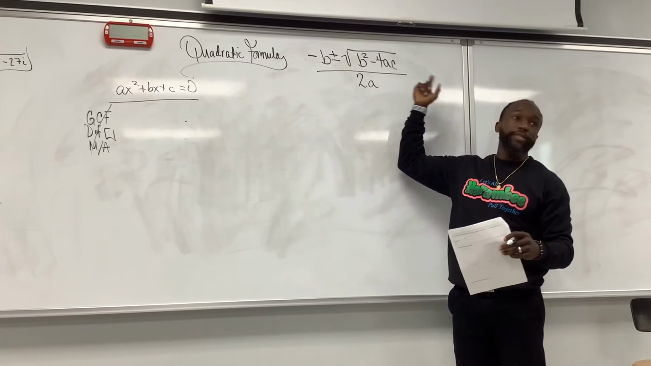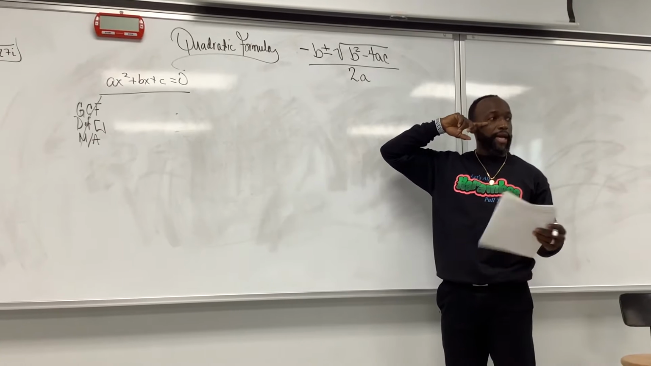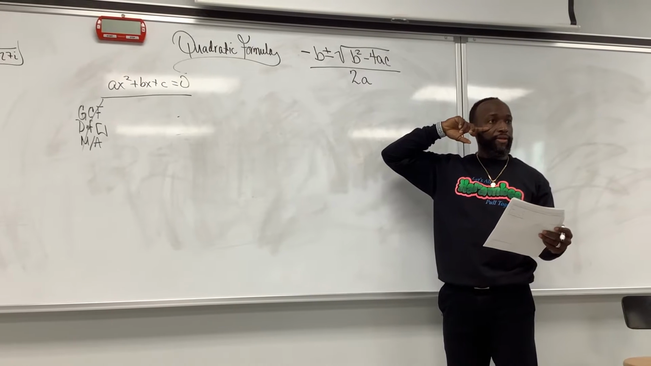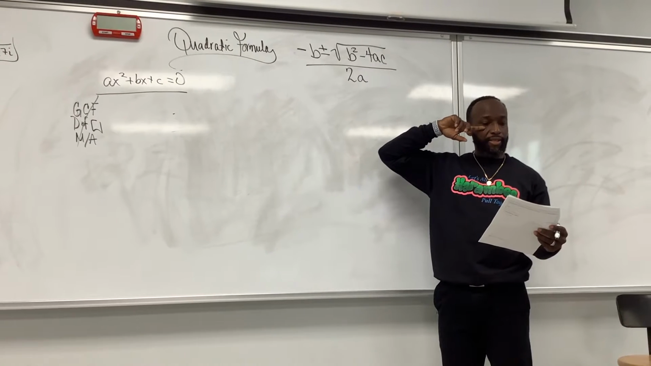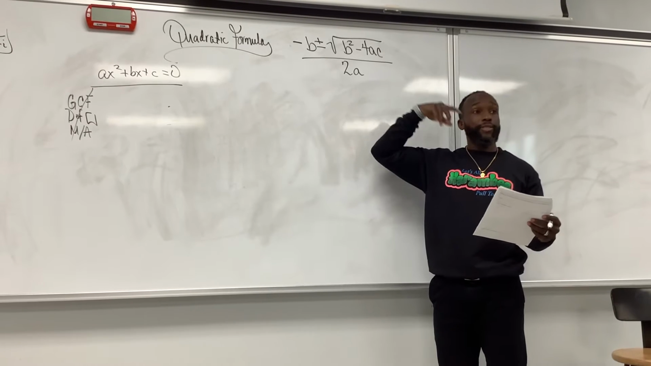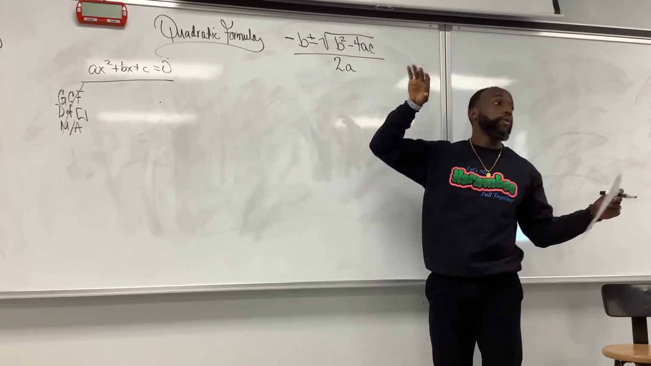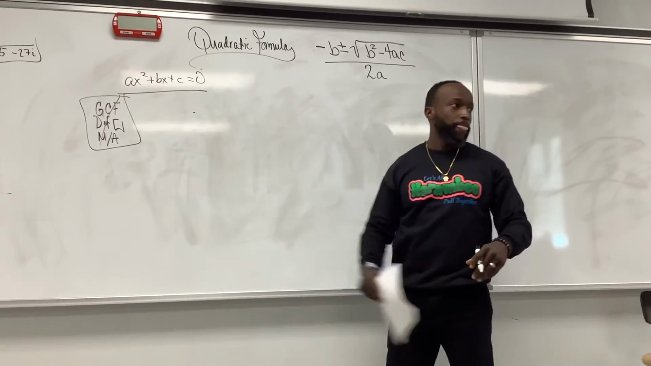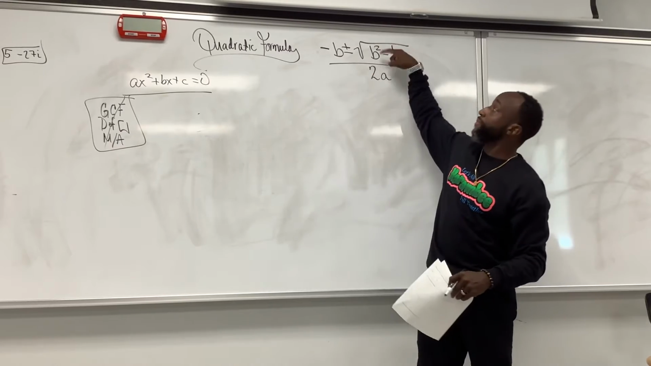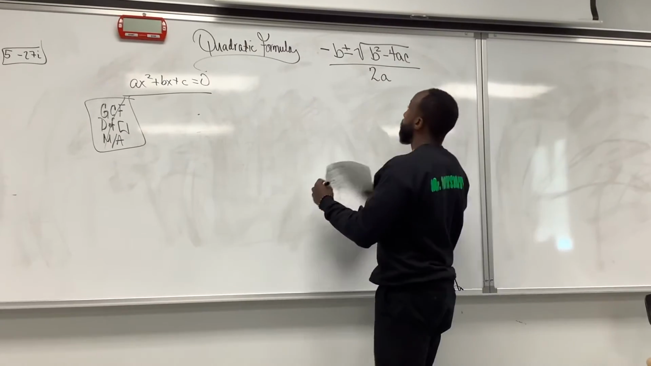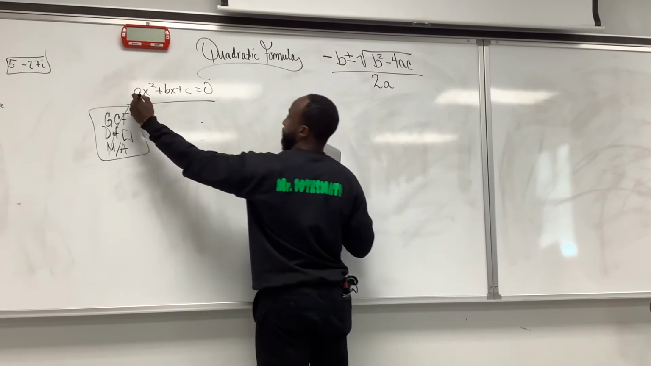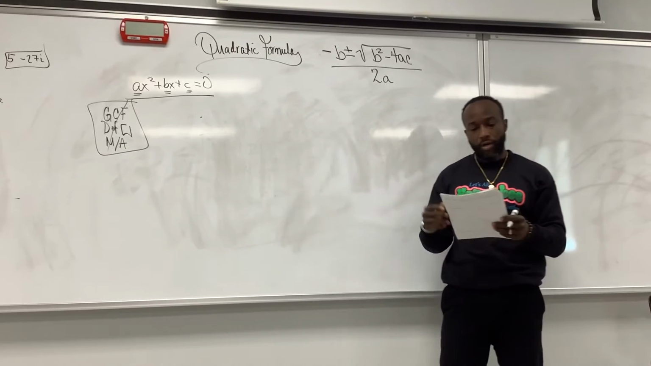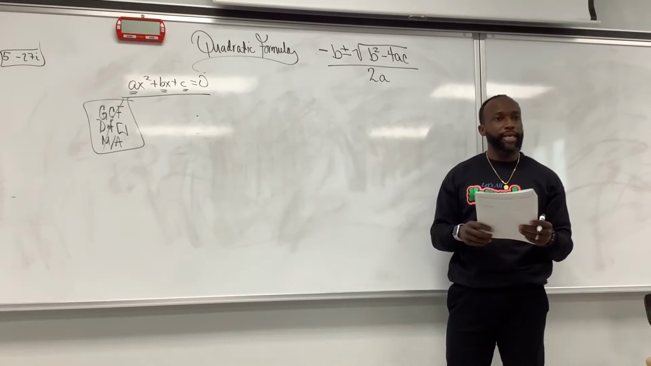Where do you get a, b, and c from? Wait, I have a question. What's your question? On here it says the quadratic formula always works. These methods only work if it's factorable, but whether it's factorable or not, this method always works. A, b, and c come from the equation. Today we're going to work some examples out.